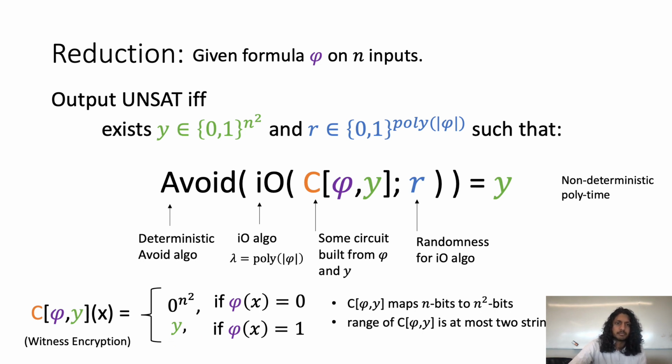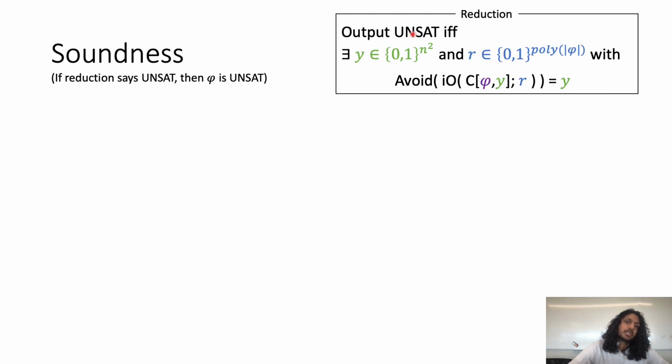Okay. Now I've told you the algorithm. There are two steps next to show that this indeed is a sound algorithm and a complete algorithm. The first thing I want to tell you about is soundness, which basically says if the reduction says unsatisfiable, then phi is indeed unsatisfiable. As a reminder, I've put the reduction up here in the top right corner.